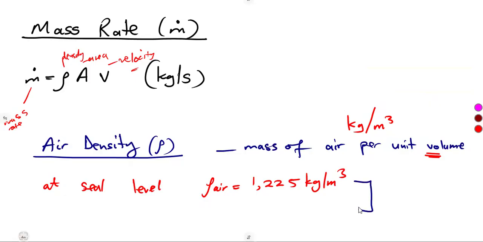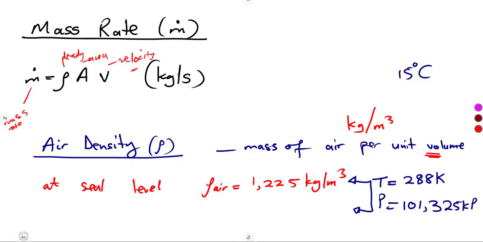So under the influence of temperature and pressure, our temperature must be 288 Kelvin, meaning to say we are talking about 15 degrees Celsius, at a pressure of 101.325 kilopascal. At these two conditions happening simultaneously, the density of air is supposed to be 1.225.